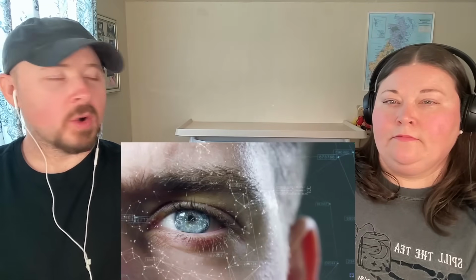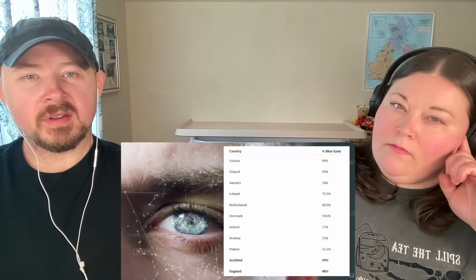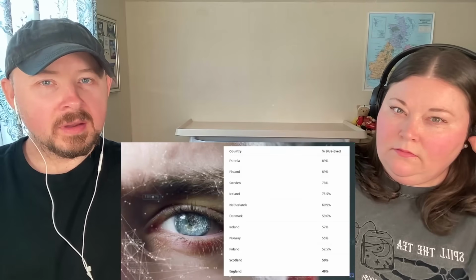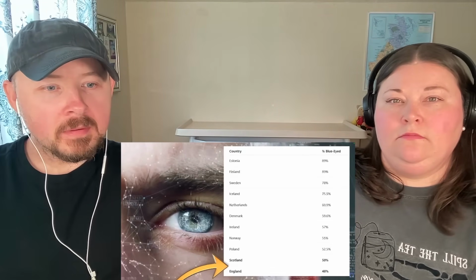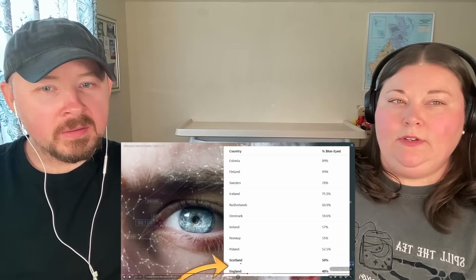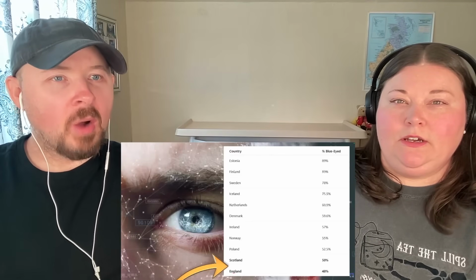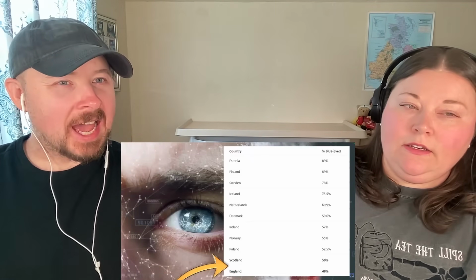And on the subject of physical traits, Scotland also has slightly higher levels of blue eyes than England, with around 50% in Scotland compared to 48% in England. Wow. Look at Estonia. 89% at the very top. Oh my goodness.